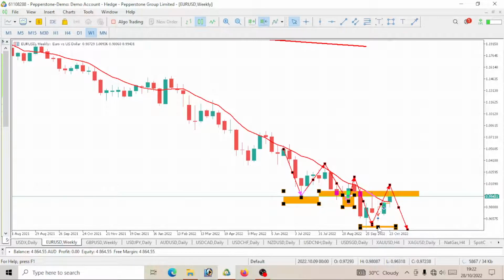We should be able to break this lower low here. These are new lower lows that we've made. We should be able to make another one, thereby breaking the previous one. So still an indication that Euro USD this week would be bearish.